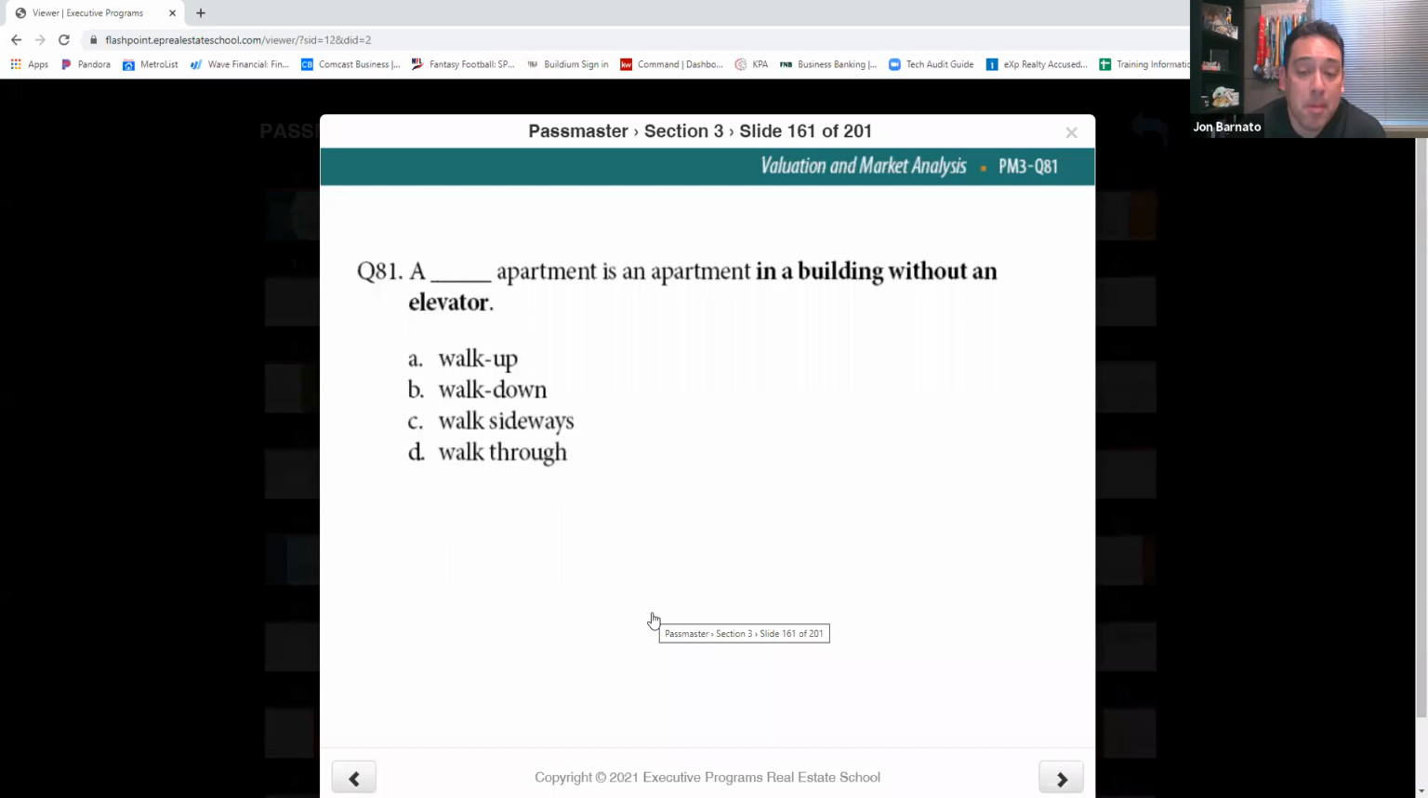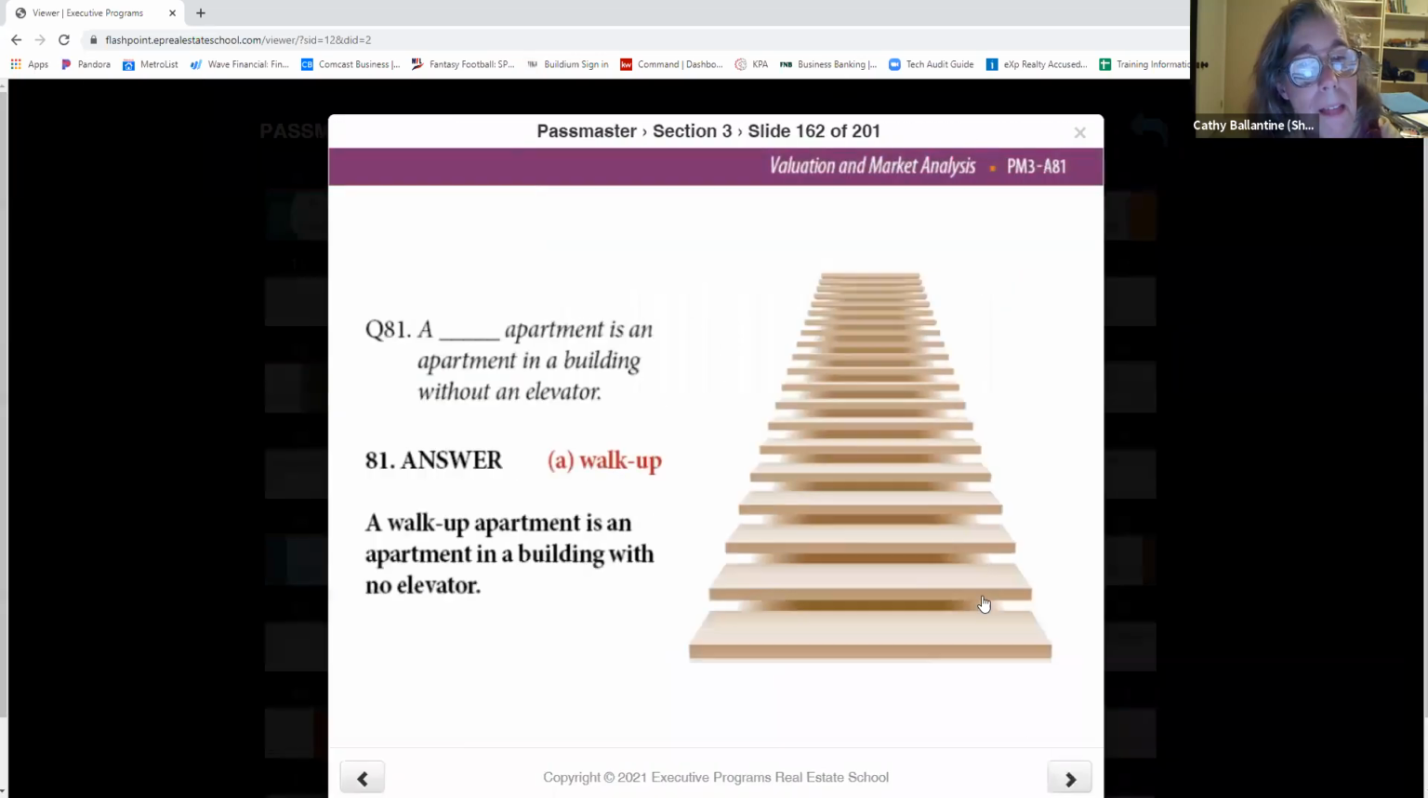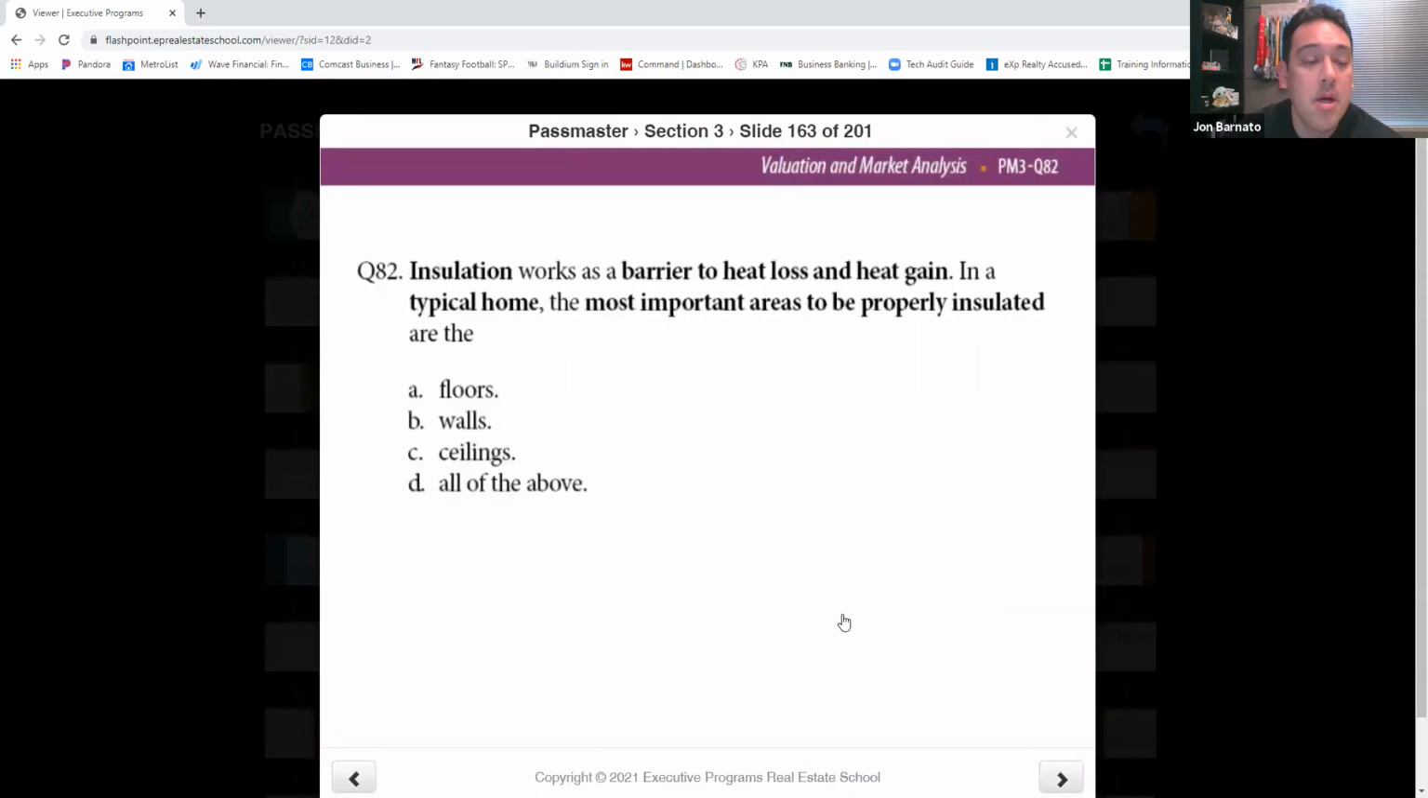A blank apartment is an apartment building without an elevator. Walk up. Walk up. There you go. Insulation works as a barrier for heat loss and heat gain. In a typical home, the most important areas to be properly insulated are what? B.